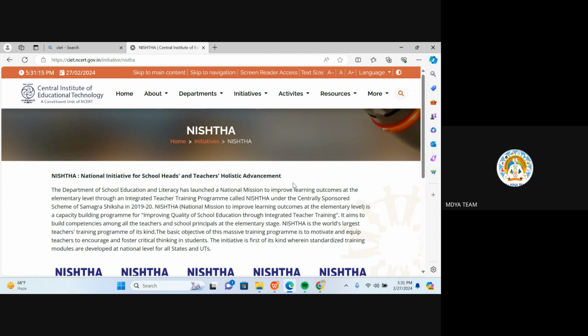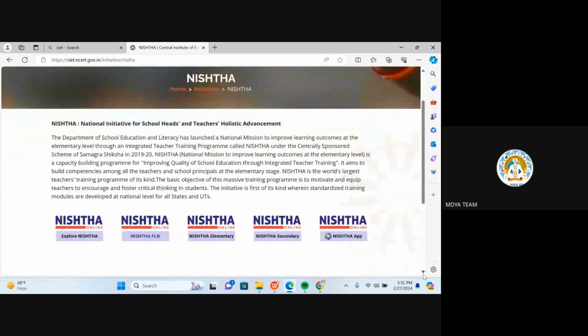And teachers also. So under the centrally sponsored scheme, what is the name of the scheme? Samagra Shiksha. What is the name of the scheme for the teacher training program? Samagra Shiksha, in which year? 2019 to 2020. NISHTA is a capacity building program to improve the quality of school education through integrated teacher training. Okay, there are four levels.